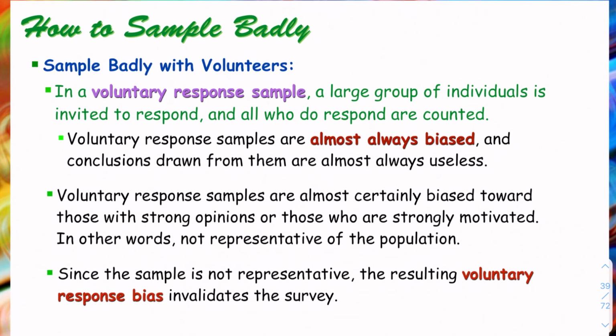contradictory, but all of the surveys that we send out to students and say, will you please fill these out? Your opinions do matter to us, so we want to hear from you. But because we are not systematic and force responses, we are not necessarily getting people that are representative. Voluntary response samples are almost all certainly biased toward those with strong opinions or those who are strongly motivated. In other words, they are not representative of the population as a whole.